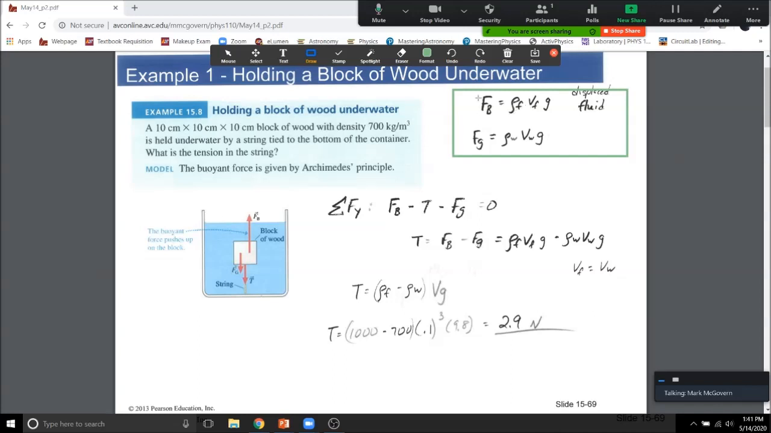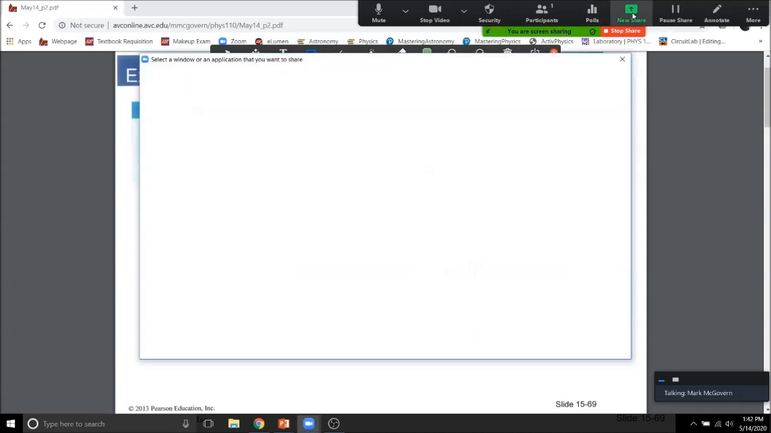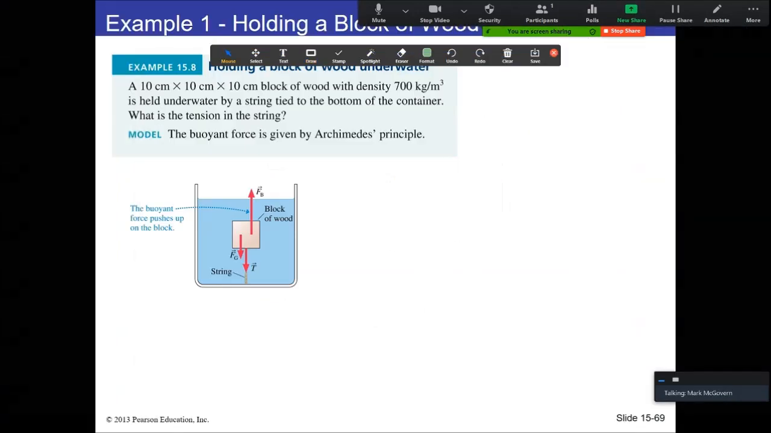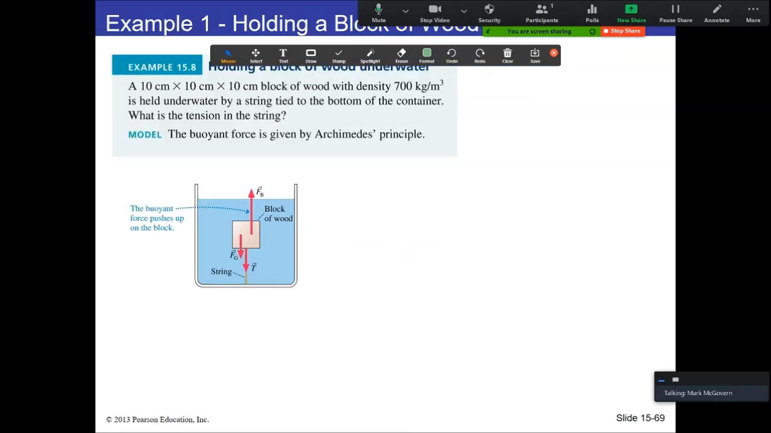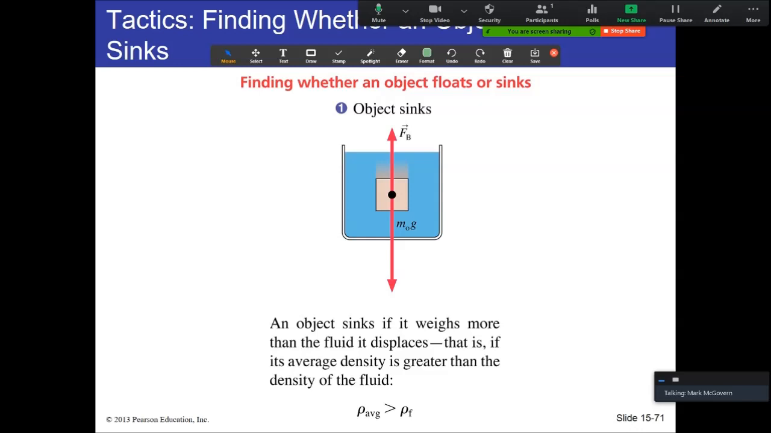Okay, but the key to this is this little relationship up here. That's the key, and this is going to be very important for understanding how things are going to behave when they're in that liquid. Now again, when I talk about these next few things, go back to that example and look at those two equations I have there. What's the buoyant force? What's the gravitational force? Our object's going to sink, be suspended, or float.